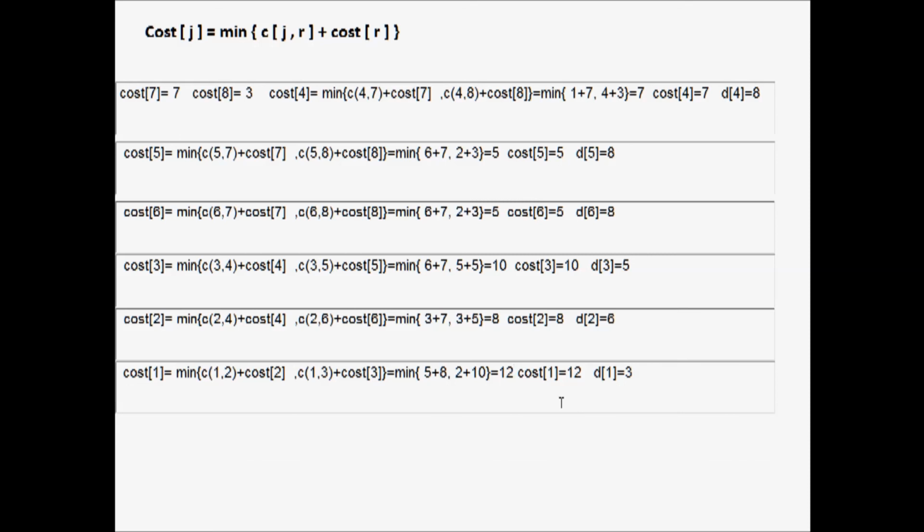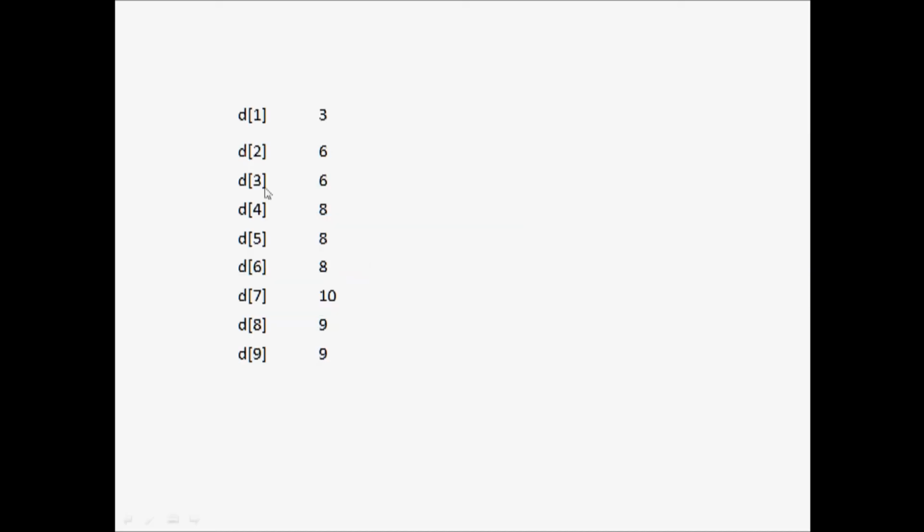Now as we have calculated all the costs and the D matrix, let us finalize the D matrix, which is as shown, that is D of 1 is equal to 3, D of 2 is equal to 6, D of 3 is equal to 6. Now let's draw the shortest path. The first vertex will be 1 and the last vertex will be 9, because it is the source vertex and the sink vertex, as is clear from the algorithm.